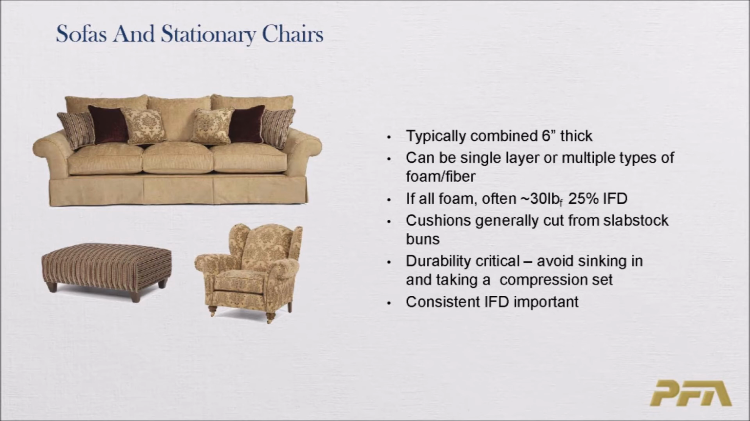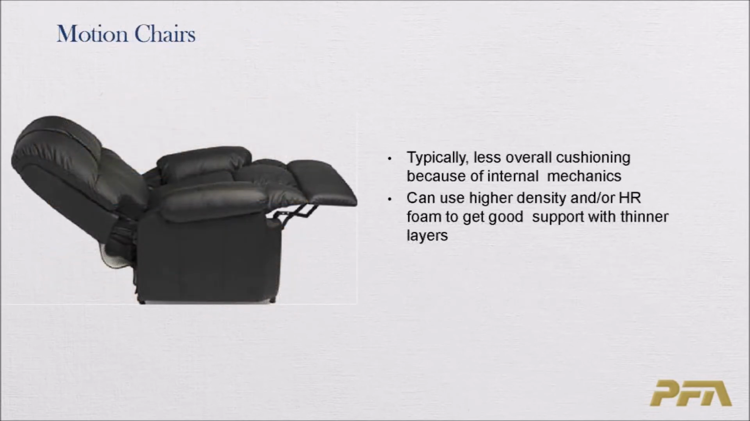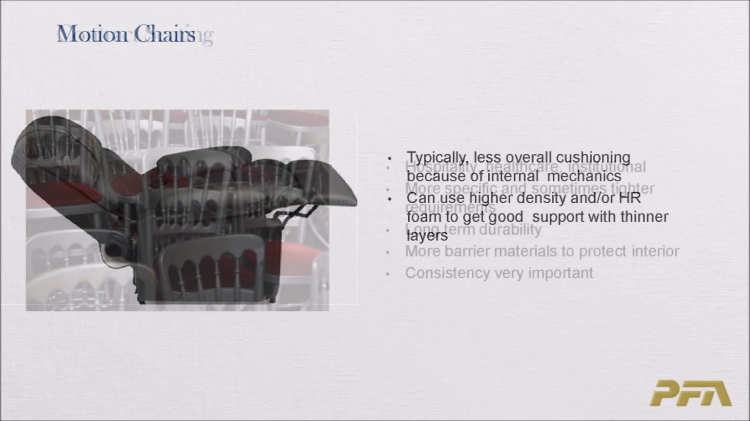You also have a very high need for consistent ILD, or hardness, of each individual cushion. You don't want to end up having your customers saying, well, I prefer this side because the cushion's a little bit firmer or a little bit softer. For motion chairs, there's usually less room for cushioning, so there's a higher reliance on high resiliency foams and high density foams. That way you're able to use less foam and still have the proper amount of support needed to have your customer comfortable.